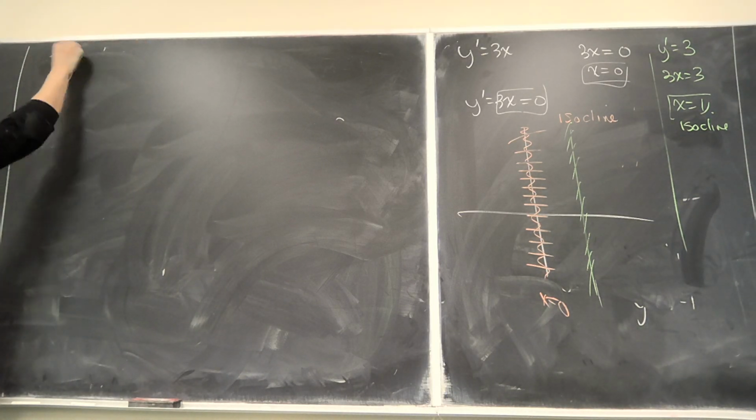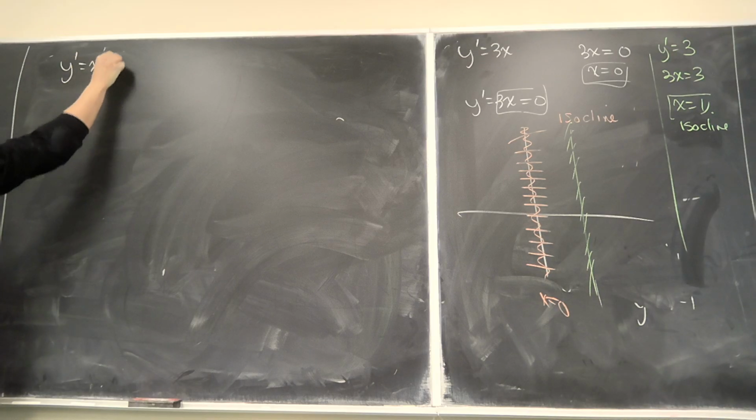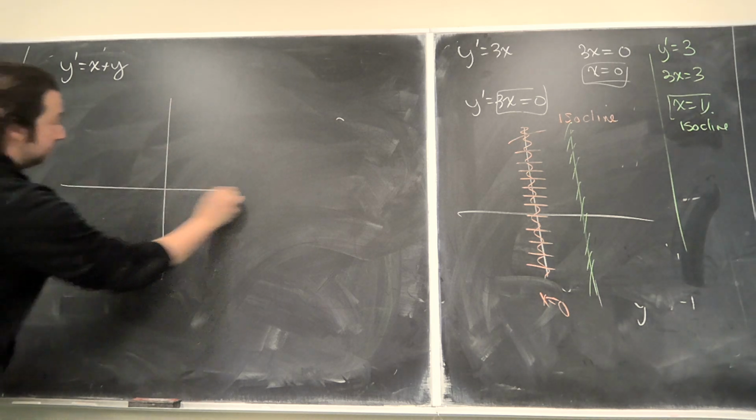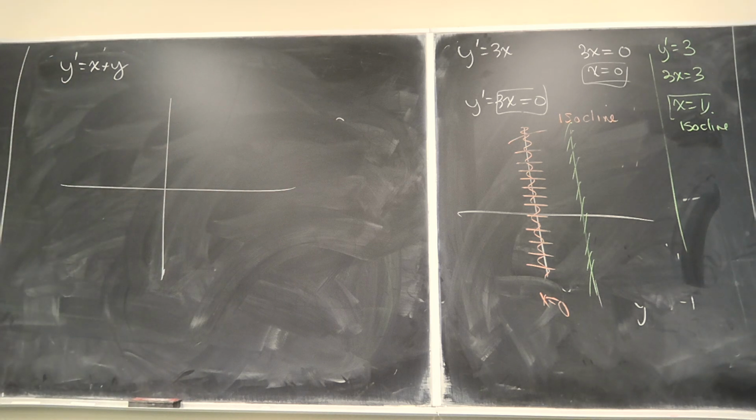So if I give you y prime is equal to x plus y, and you can imagine this would be quite a bit more obnoxious to work with because, to get a reasonable idea of what's going on with a differential equation, you need dozens of points where you evaluate the slope. And I don't want to plug stuff in to do it. I'm going to draw isoclines.